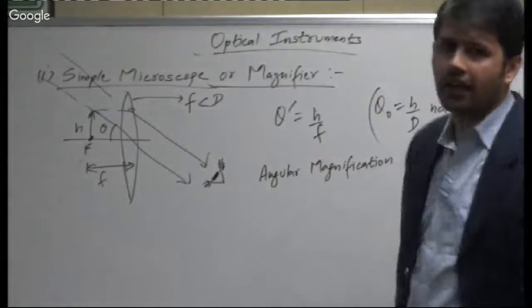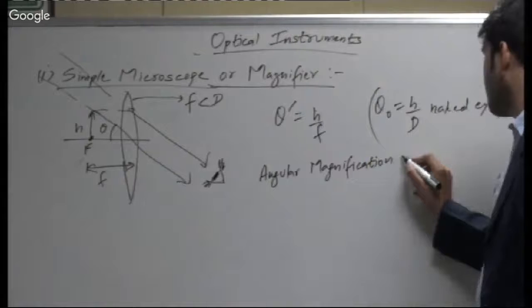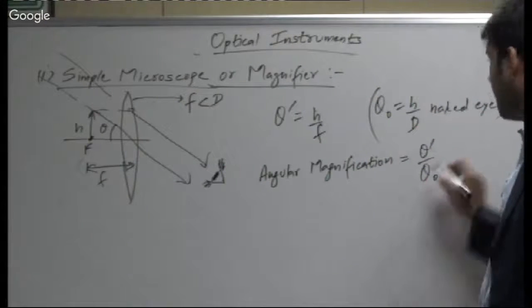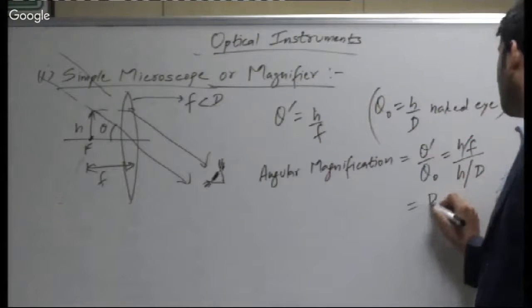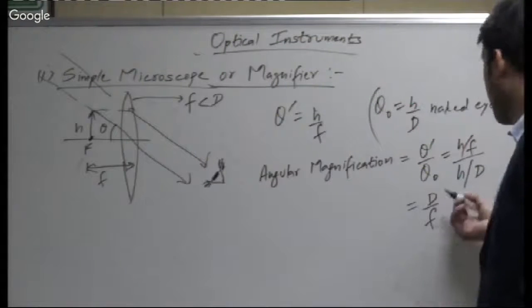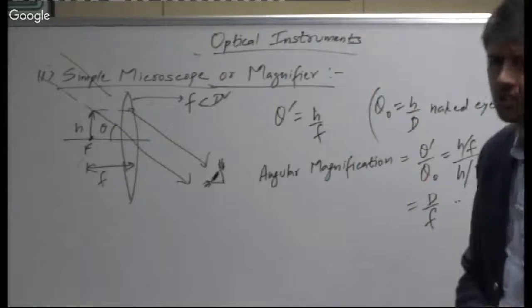या फिर विजुअल एंगल में इंक्रीज कितने टाइम्स हुआ? ये होगा थीटा डैश बाय थीटा नॉट, फाइनल एंगल बाय इनिशियल एंगल, h by f upon h by d. This thing would be d by f. Is it okay? So since I said कि ये कंडीशन होनी चाहिए ट्रू, we can see कि मैग्निफिकेशन एक से ज्यादा तो हो ही गया.